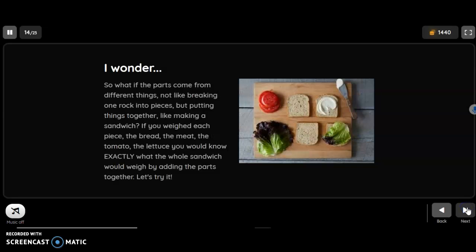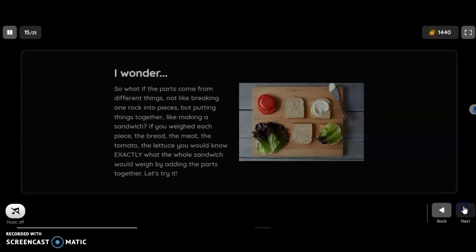Here's the one that got a little tough for us. What if I have this sandwich? Okay, I'm not breaking something down. I'm actually building something up. How would I find the total? And some people said, well, Mr. Bowens, if you weigh this tomato and this bread and this bread and this lettuce and this bread all together and you put all those numbers together, you would get the answer. And I said, that makes sense, so let's try it.